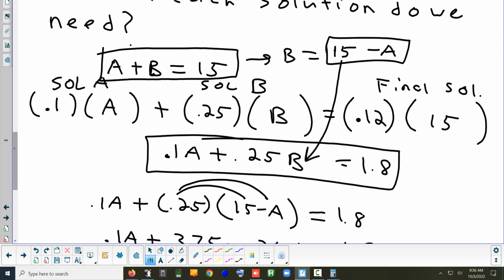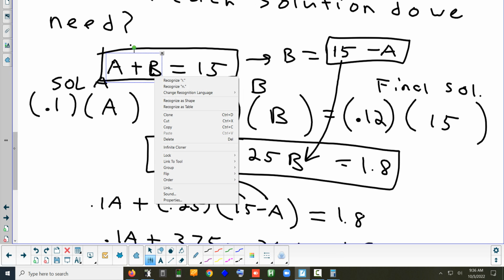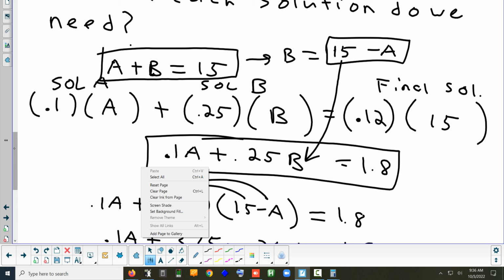So this reviewed something maybe you remembered, maybe you didn't. This is called substitution. So substitution is when you get a letter by itself and you plug it into the other equation. Okay, so that's substitution.